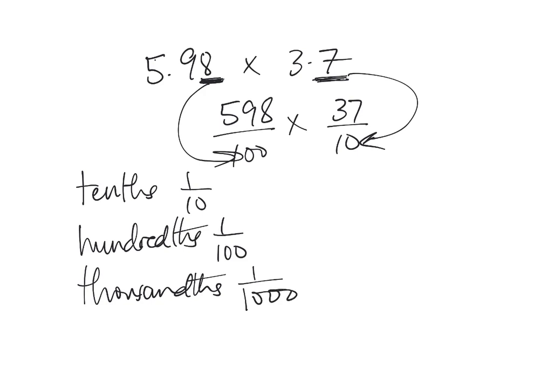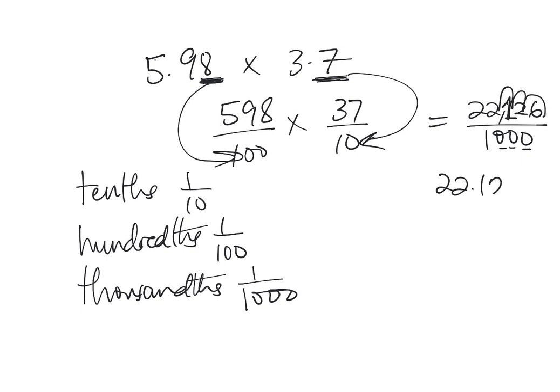So now we have 598 divided by 100 times 37 divided by 10. So we have 598 times 37. We have 22,126 divided by 1,000. That is very important there, because now we're going to apply the 3, right? There's 3 zeros in the denominator. So we go 1, 2, 3. So 22.126. That would be the answer to that particular problem. So you multiply them like regular multiplication, and then you move the decimal points over. If you have any questions on that, let me know. But that's the principle you're using.